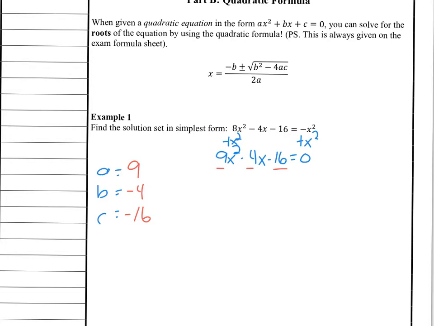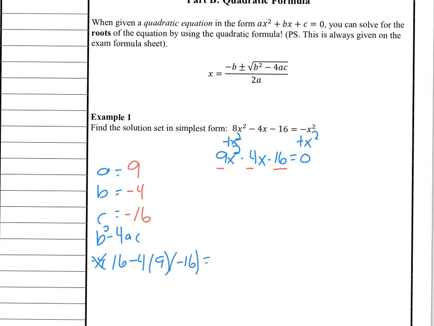The next thing that I always ask my students to find is b squared minus 4ac. That way we don't have to plug it into the formula, we can just get the answer. In the calculator, you need to know that negative 4 squared will always be wrong. I never type negative 4 squared in, I just do it in my head, or type in the positive. 4 squared is 16, minus 4 times a, which is 9, times c, which is negative 16.